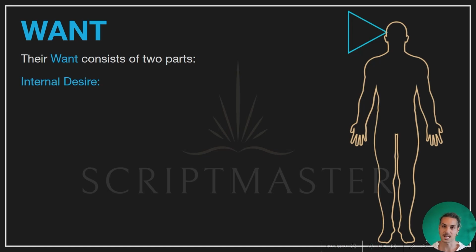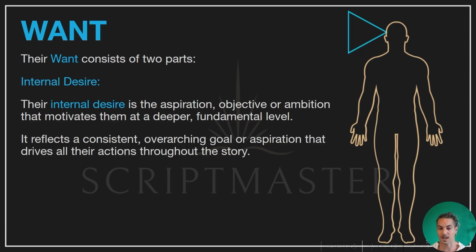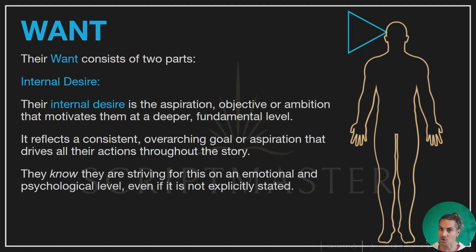The first is that internal desire. Your character's internal desire is the aspiration, objective, or ambition that motivates them at a deeper fundamental level. It's going to reflect a consistent, overarching goal or aspiration that has to drive and inform all their actions and decisions throughout the story. They know that they are striving to achieve this internal desire on both an emotional and a psychological level, even if it's not something explicitly stated.